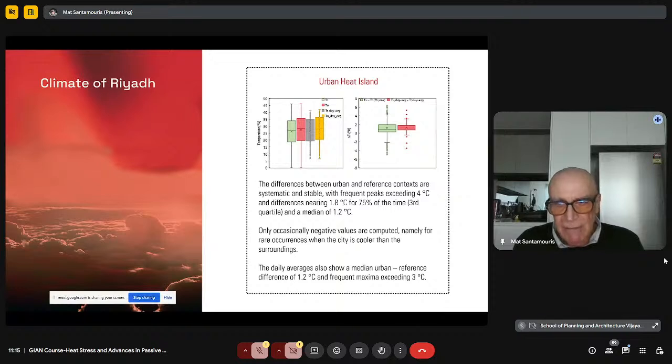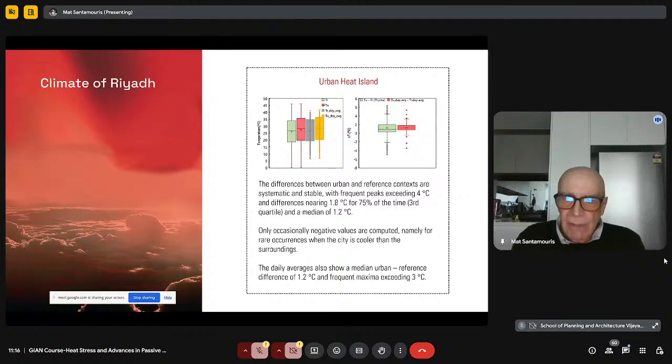But under specific climatic conditions, these differences, which indicate the overheating of the city, may be as high as 4 degrees. Also, sometimes we found that the surrounding areas are warmer than the city. And this is not so frequent, but it happens. And it's very important from the scientific point of view to understand why this happens and which are the drivers behind such climatic conditions.